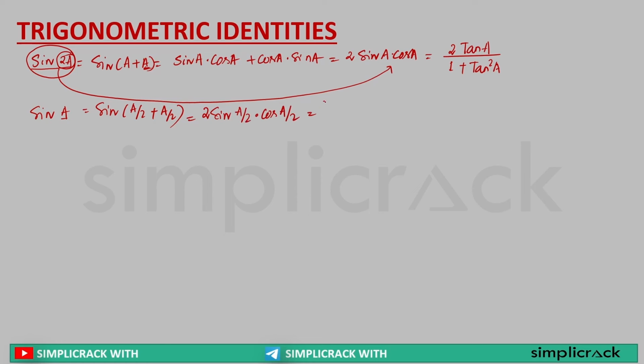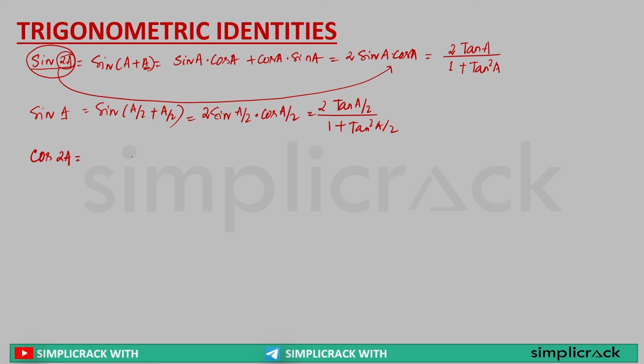And here it will be 2 tan a/2 divided by 1 plus tan square a/2. Simple? Yes or no? Simple, sorted, right? Now we learn about cos. Let's say, what is cos 2a?